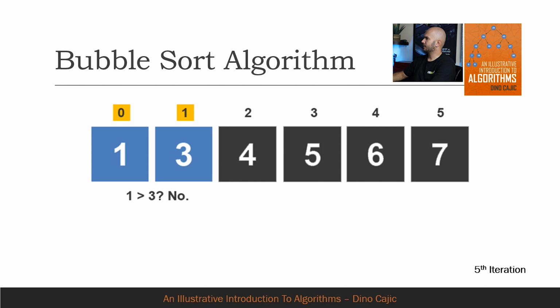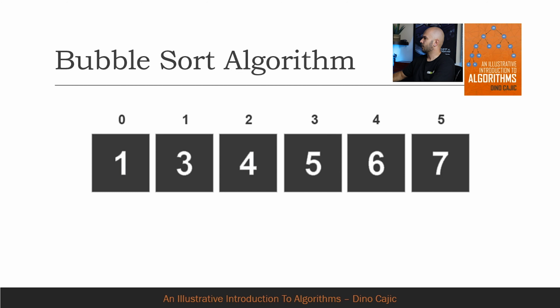It has only one comparison, the comparison between values 1 and 3. Since 1 is less than 3, the values remain in their current positions, and the algorithm finishes the fifth iteration. There are no further comparisons to be performed. The bubble sort algorithm has sorted the array in n-1 iterations, which in this case equals 5.